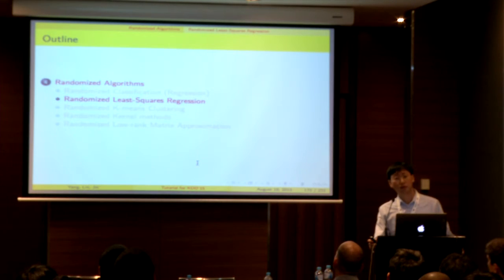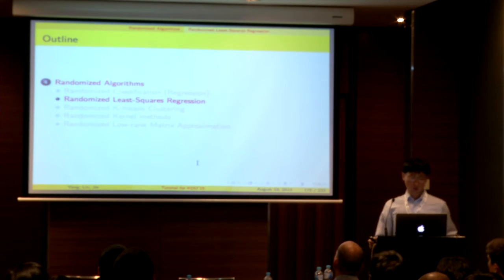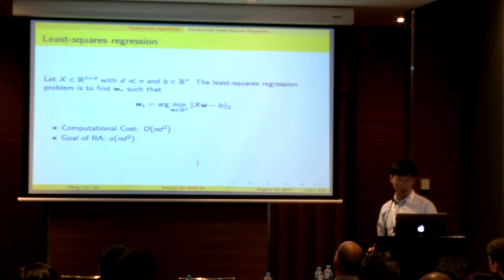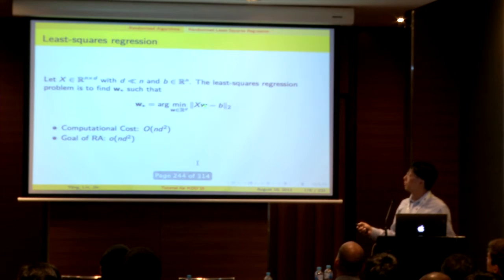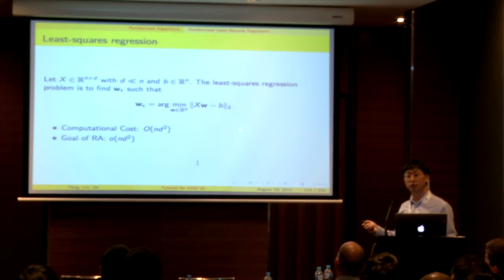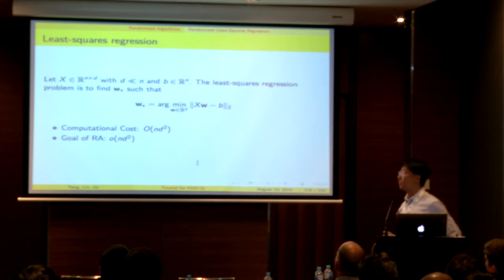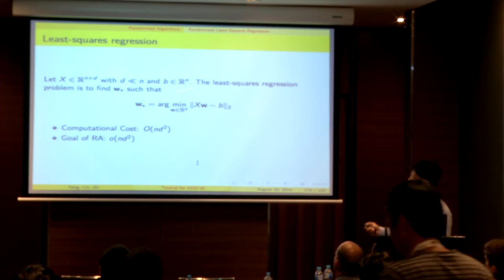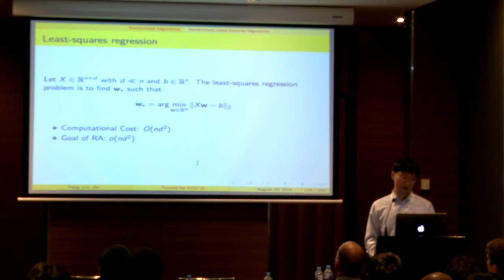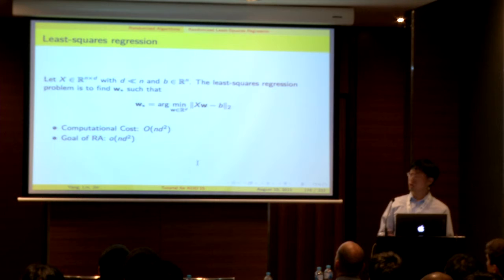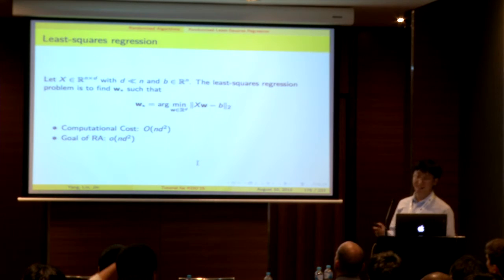At the end, I will talk about the performance of this randomized classification approach. Next, I will talk about the randomized least square approach, least square regression. Least square regression is to solve this problem: find a W to minimize the residual. Here we consider the over-constrained problem, where the number of rows is much larger than the number of columns. The computational cost of solving this problem is n times d squared. So if n is very large, solving this problem is still very expensive. The goal of the randomized algorithm is to reduce this cost to be much less than this order.